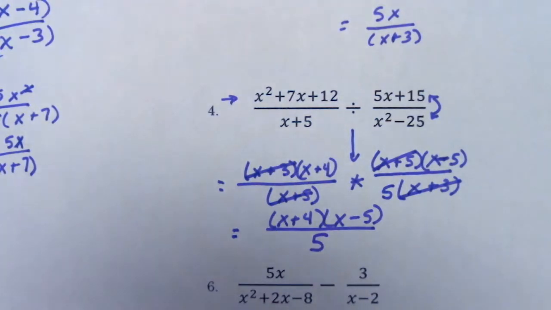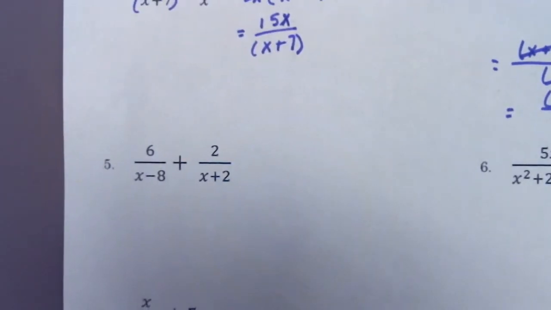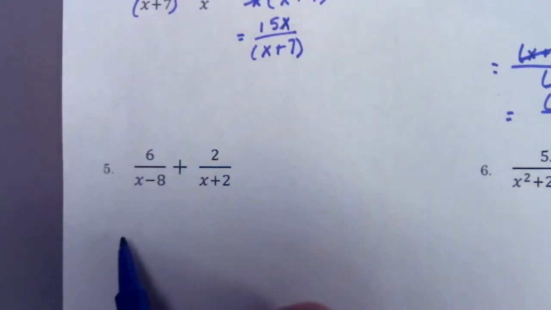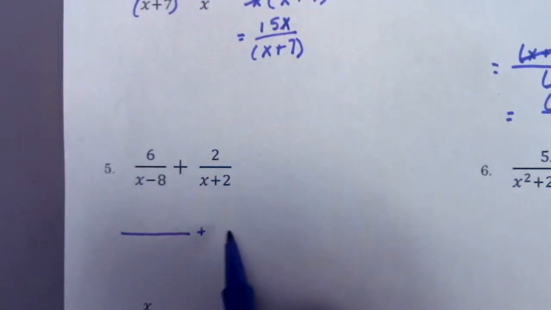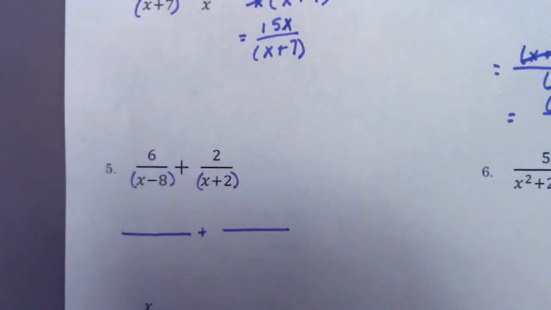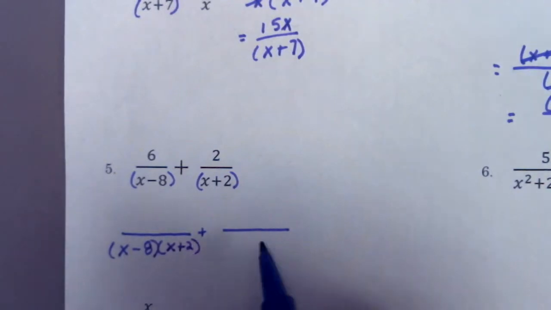Okay. Now, let's keep going. Let's get number 5 done before I start a new video. Number 5. I'm just adding these two fractions together. Just like anytime you add fractions, you need a common denominator. So, if you think of x minus 8 as a number and x plus 2 as a separate number, common denominator, I'm going to end up having to multiply the two numbers together. So x minus 8 times x plus 2.